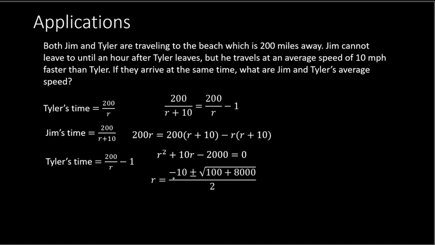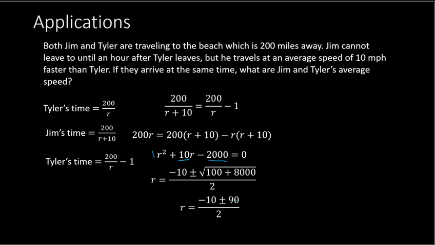So we have r equals the opposite of b, so the opposite of 10, plus or minus the square root of b squared. So it's going to be 10 squared, which is 100, minus 4 times 1 times negative 2,000, 4 times a times c, which would give you positive 8,000. And then all that over 2 times a, which is 2 times 1. So inside the radical, we get 8,100, and you take the square root of that. That's going to be plus or minus 90.